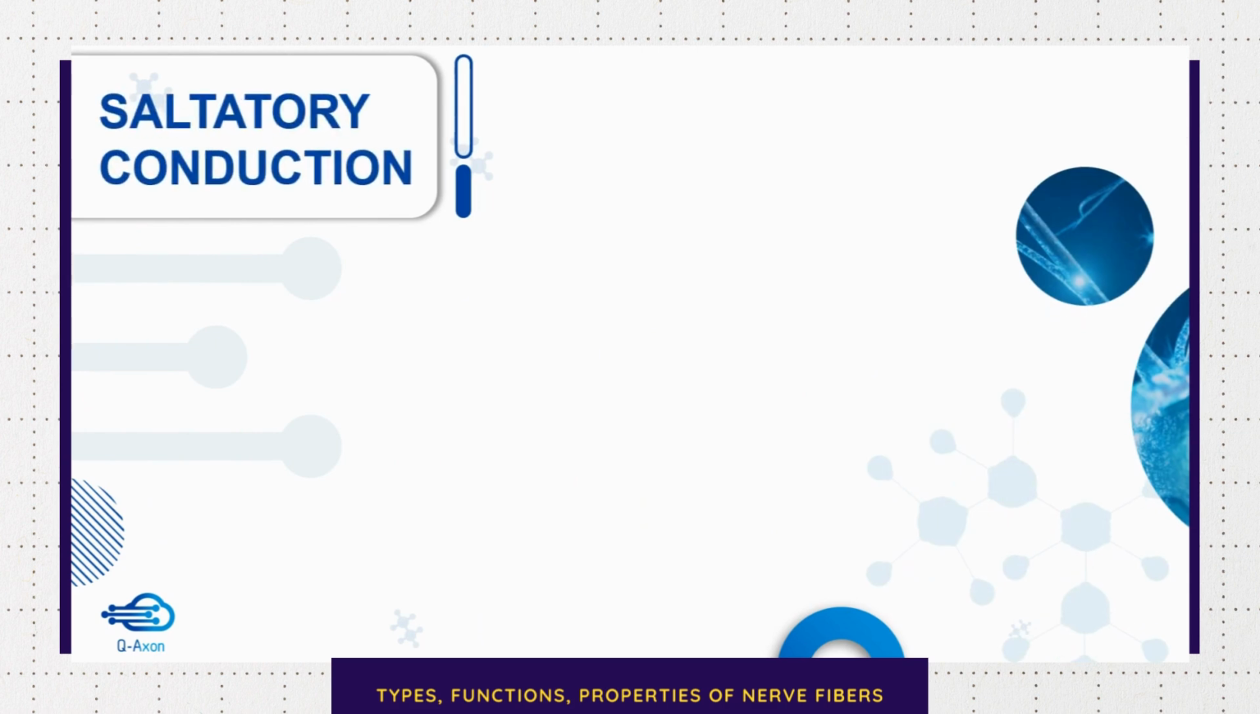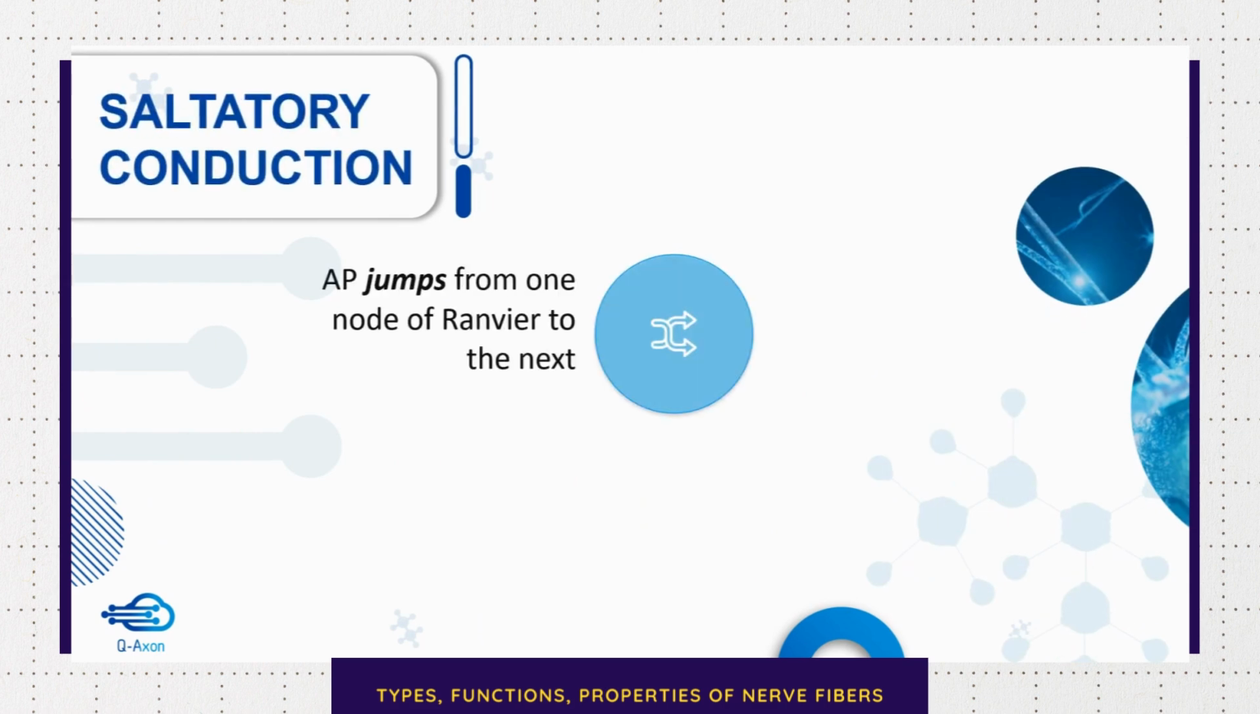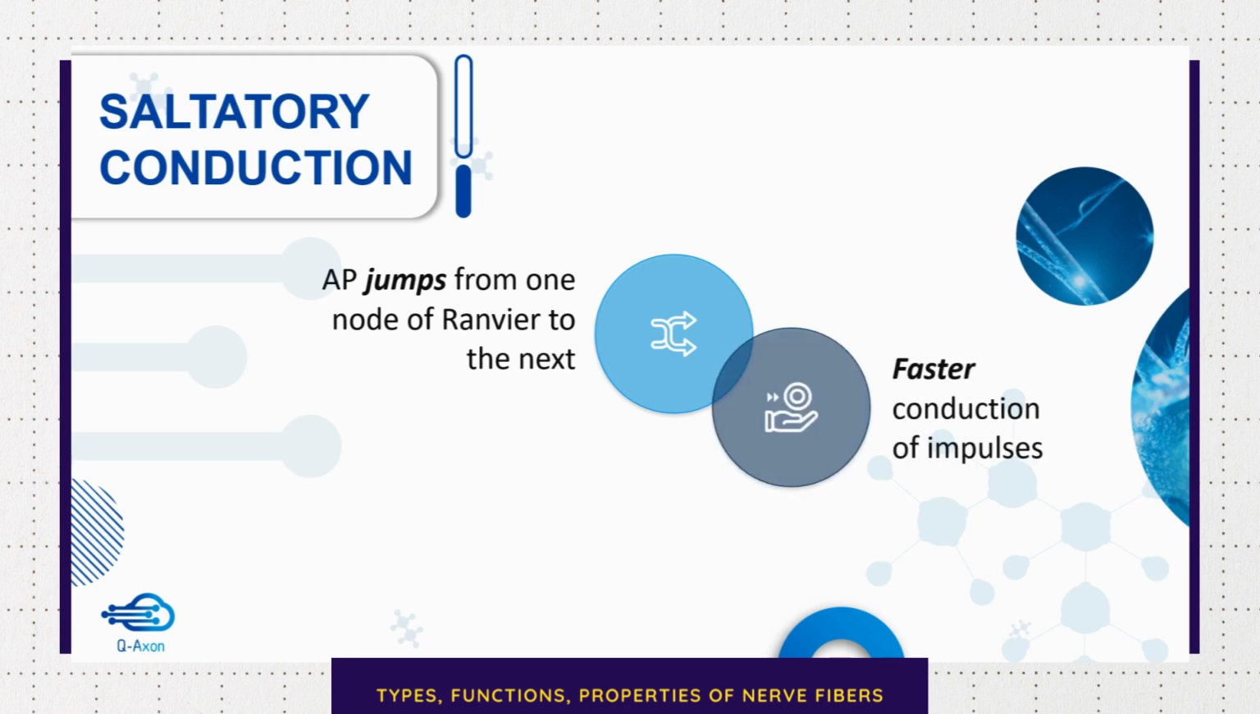So what are the advantages of saltatory conduction? The action potential jumps from one node of Ranvier to the next, so the conduction is obviously much faster. And apart from that, there is also less utilization of energy. So this process is much more efficient than electrotonic conduction.